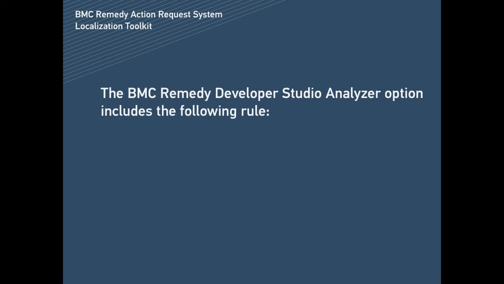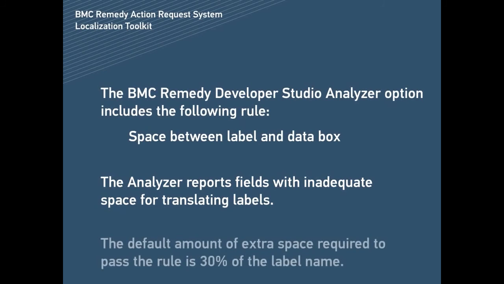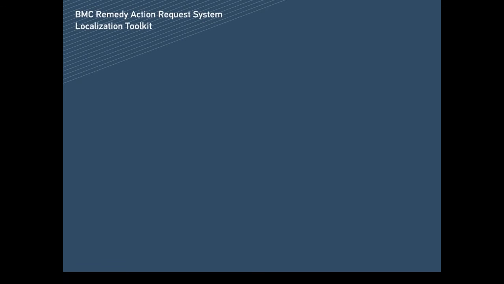When you install the Localization Toolkit, the BMC Remedy Developer Studio Analyzer option includes a rule called Space Between Label and Data Box. This rule can check the views you want to localize. If you select this rule, the analyzer reports any fields with inadequate space for translating labels. This means that the button or the space between the field label and the beginning of the field's data box is not long enough to accommodate translations to languages that require more space. The default amount of extra space required to pass the rule is 30% of the label name, which allows for translation from English to languages with longer translations. For more details, see the white paper called Localizing Your BMC Remedy Action Request System Application and the Workflow Objects Guide. We've now covered all the high-level steps for using the Localization Toolkit to localize your application.